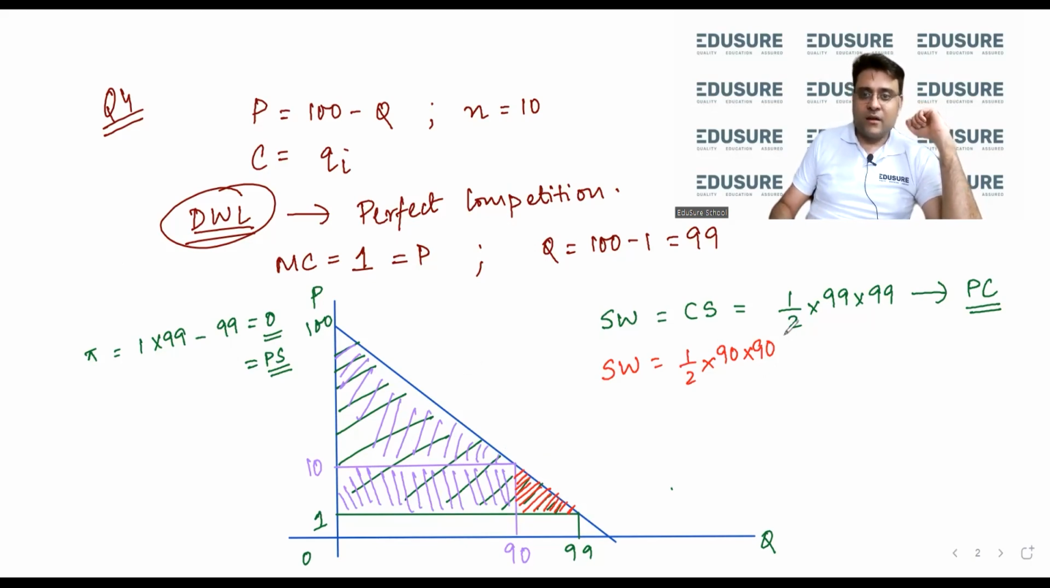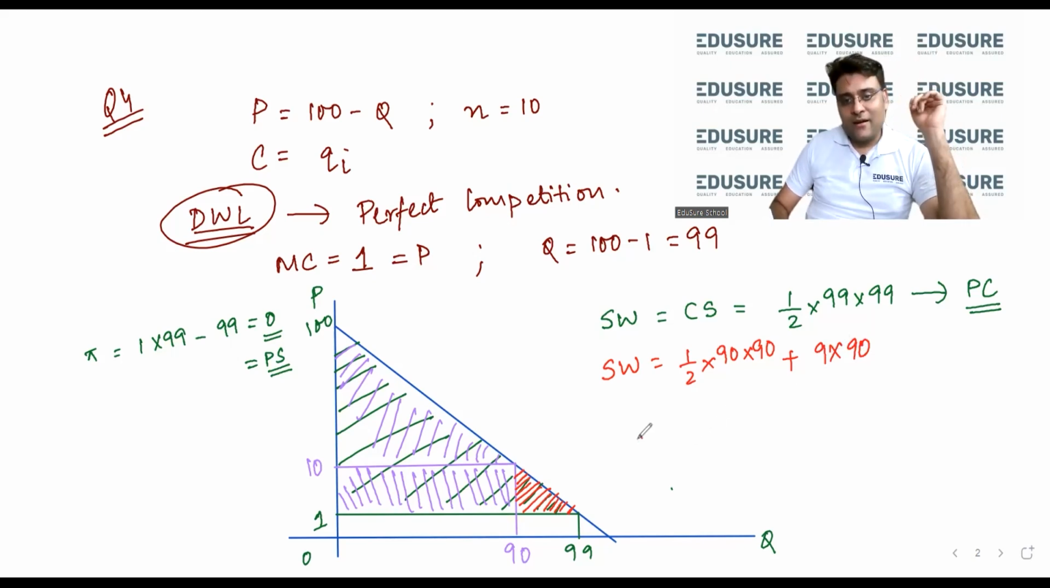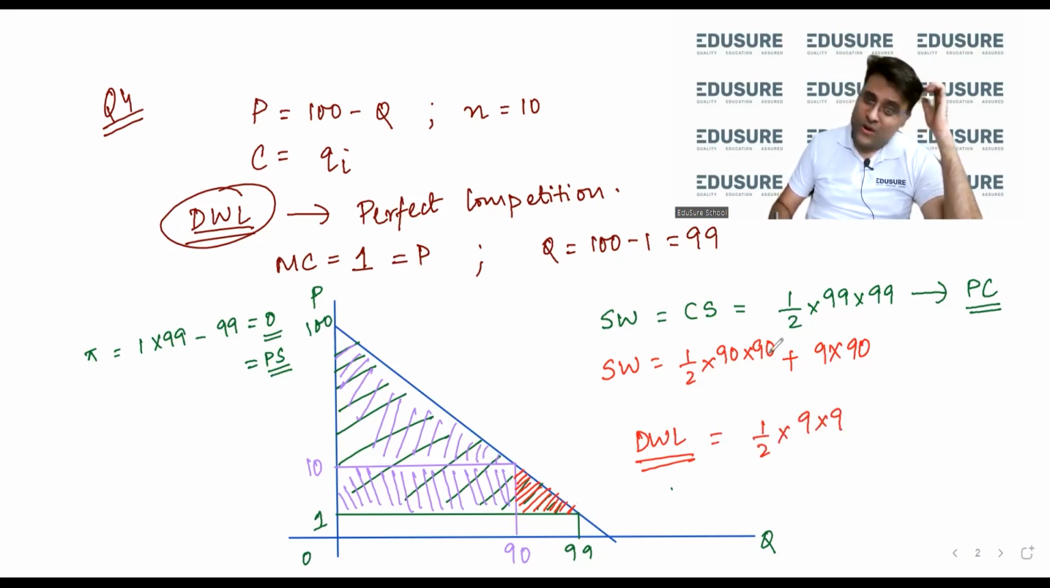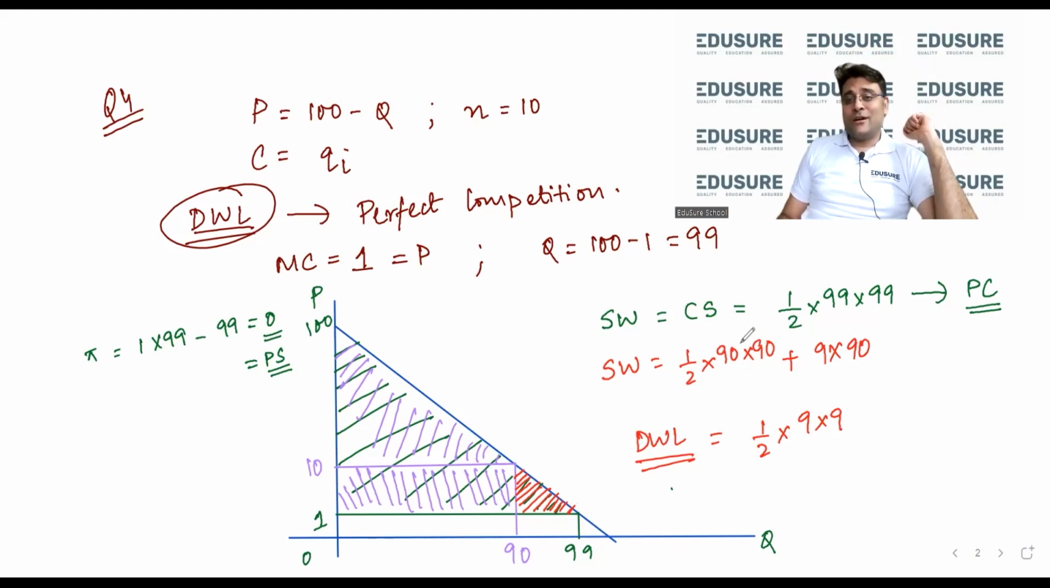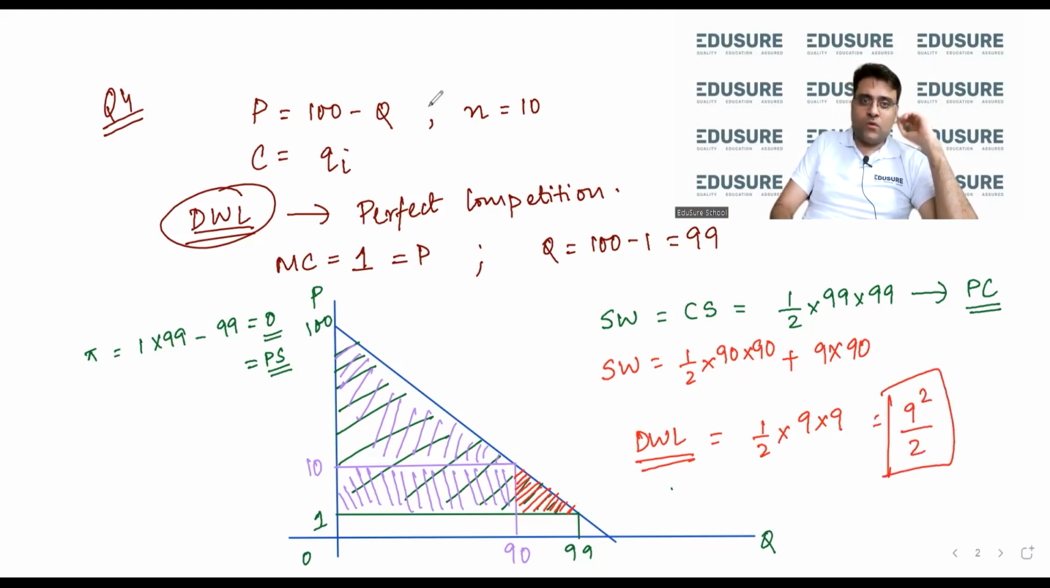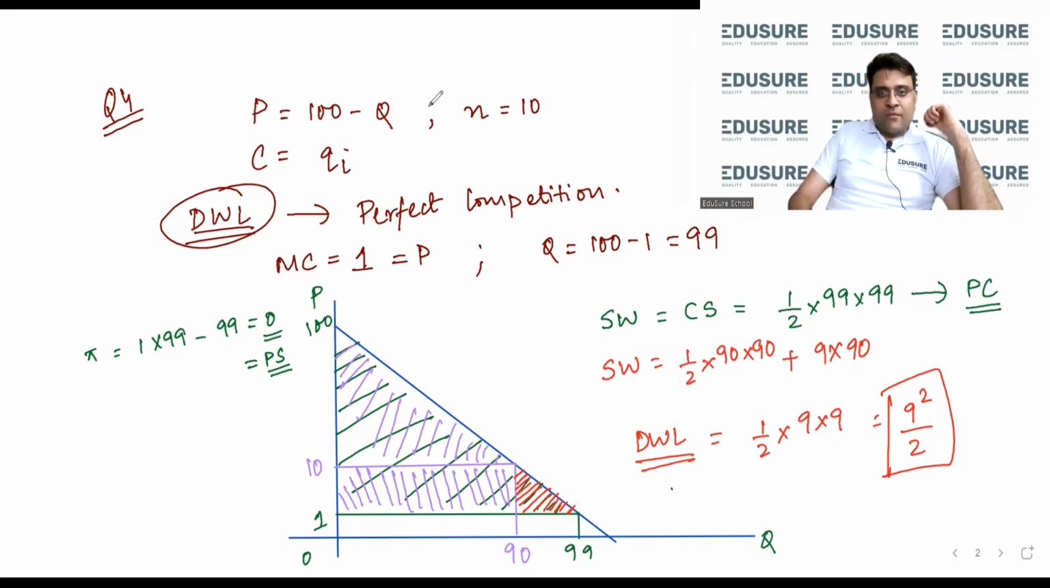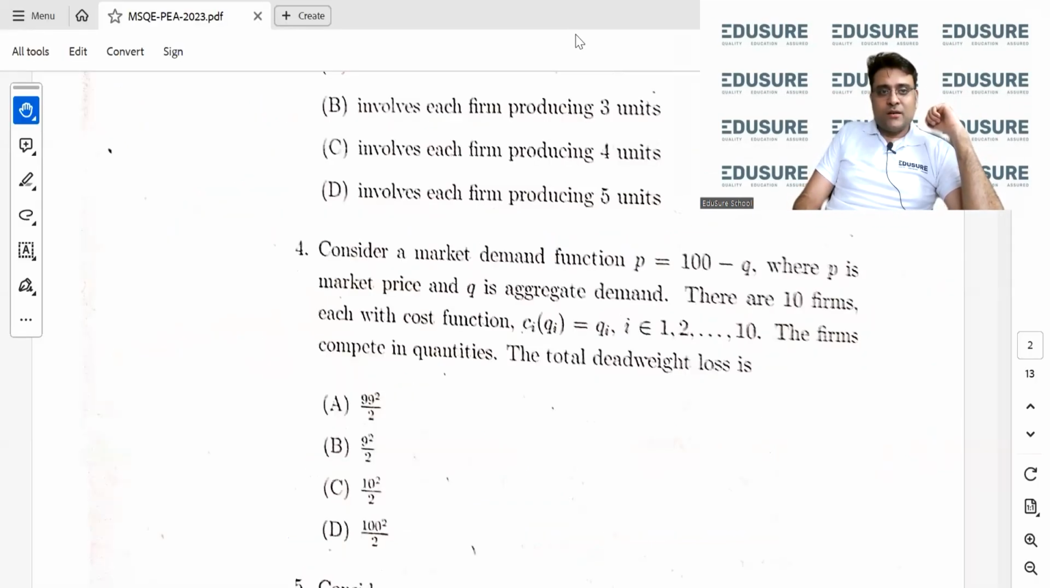So the social welfare in an oligopoly is this plus this, which is the profit or the producer surplus. So the deadweight loss is this small triangle. This small triangle is basically half into 9 into 9. You don't have to take this and then subtract the social welfare from the PC. You can easily see that this small triangle is half into 9 into 9, and that is my deadweight loss, which is 9 square by 2. So 9 square by 2 is the deadweight loss, which is option B.